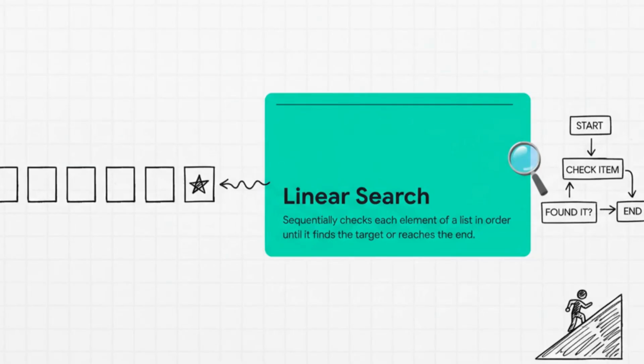And that brings us right to the official definition. Linear search, which you might also hear called sequential search, is the simplest way you can possibly find an item in a collection. You just check every single element in order until you get a hit or you've run out of things to check. No tricks, no shortcuts, just pure persistence.